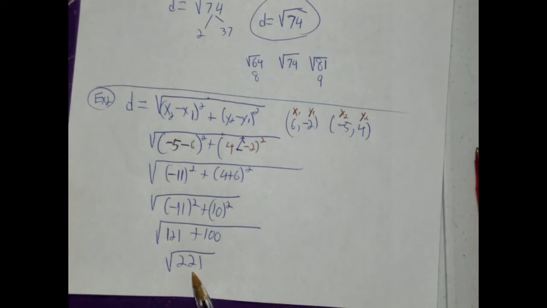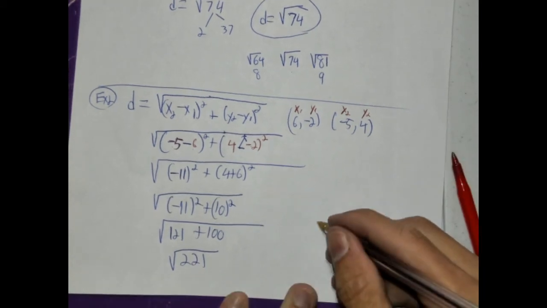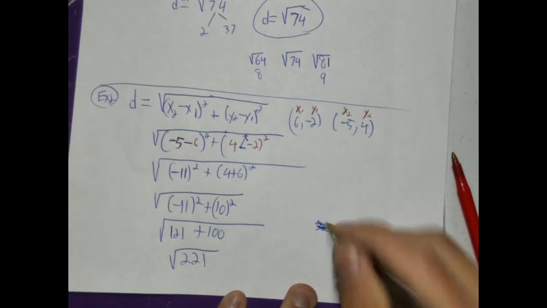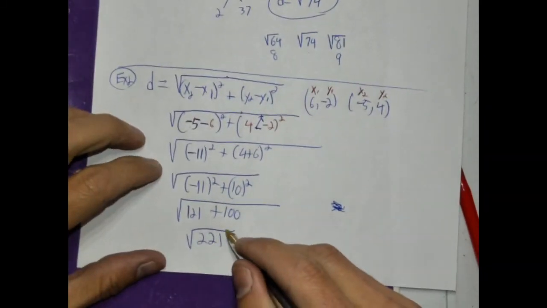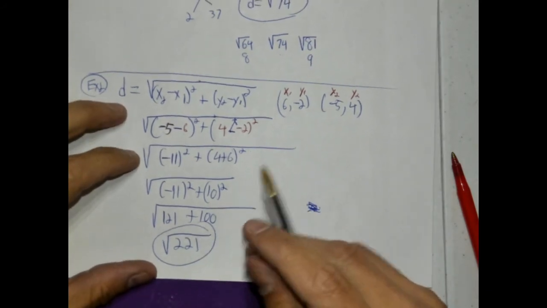Is it divisible by 7? No, it's not. There's a trick for that, but I'm not going to explain that because it's crazy. And it's not 8 or 9. Is 9 divided? Let's see. No, it doesn't because 3 doesn't divide it. So that's it. So radical 221 is the distance. It cannot be simplified.